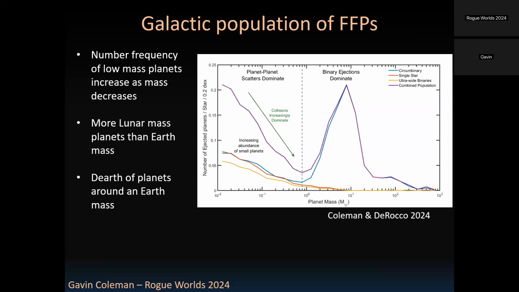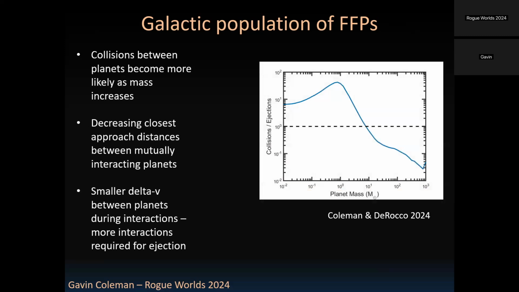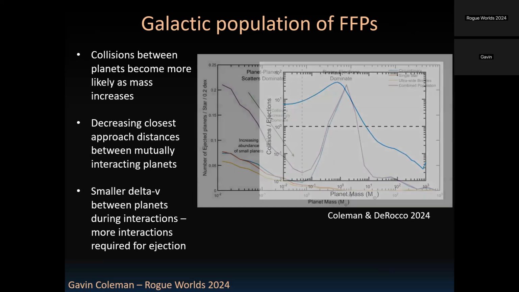We see a decreasing slope here, and this is as collisions are becoming increasingly dominant here. Earth mass planets generally hit each other. As you remember, if you saw in the movie, there's a lot of gray points around an Earth mass. Okay. And this leads to a dearth around an Earth mass in the plot. And this just shows the collision versus ejection distribution. And you see an increase there of 50 collisions per ejection.